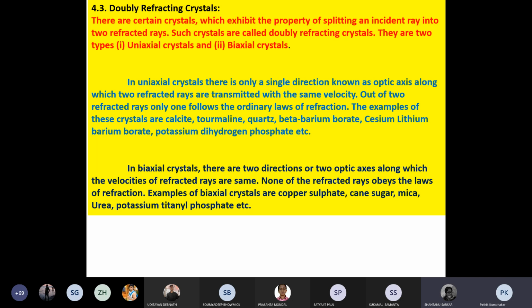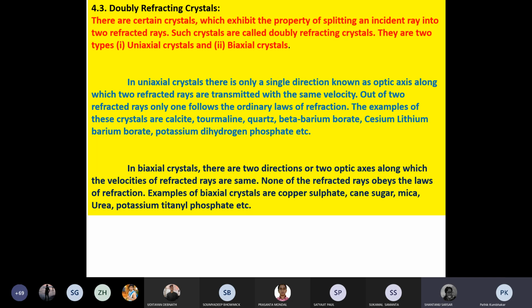There are many examples of these crystals. In the earlier days, people used calcite, tourmaline and quartz. Now a lot of new crystalline materials have been discovered, maybe in the 1980s or so, like BBO, beta barium borate, discovered in 1984, and CLBO, cesium lithium borate, discovered around 95 or so. And potassium dihydrogen phosphate has also been discovered in the past.